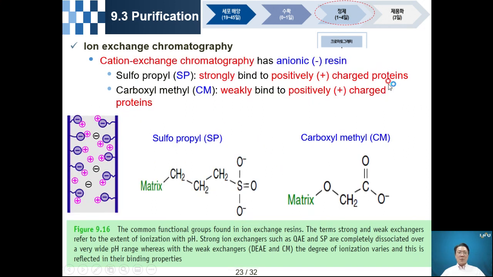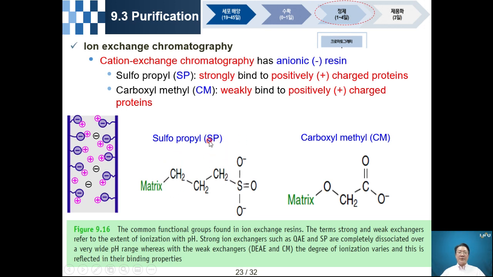Okay, so in this slide, I will especially focus on cation exchange chromatography. This is cation exchange chromatography. It has the resin, but it is a negatively charged resin. So we call it the anionic, minus charged resin. There are two famous negatively charged resins available. The first one we call SP, and the second one we call CM. The full name of the resin SP is sulfopropyl. Sulfopropyl, so we call it SP.